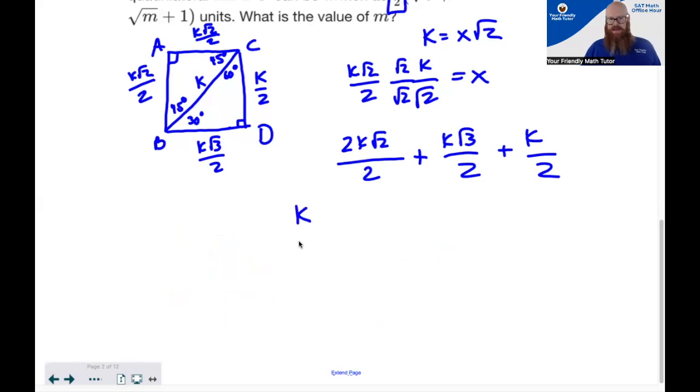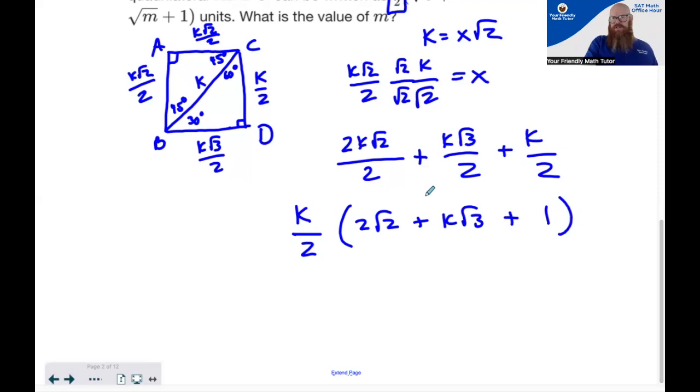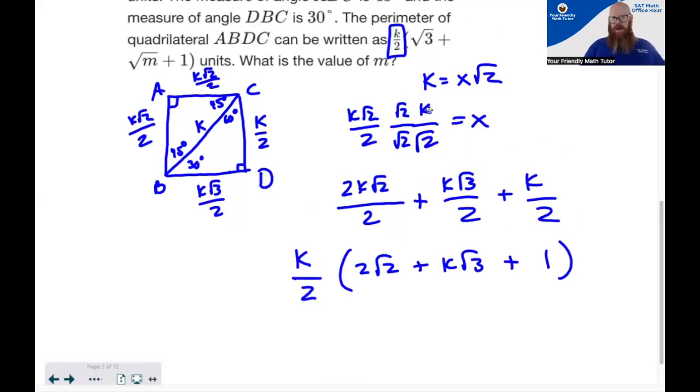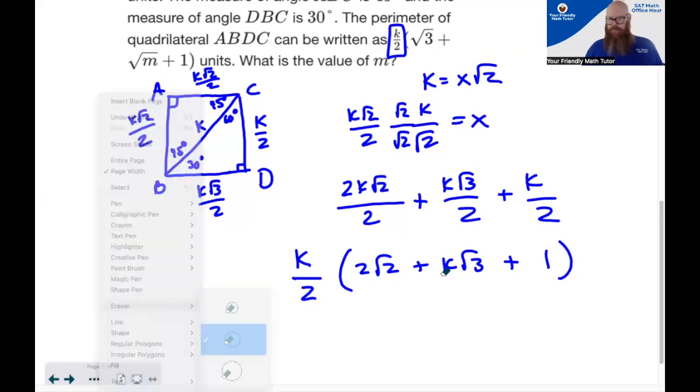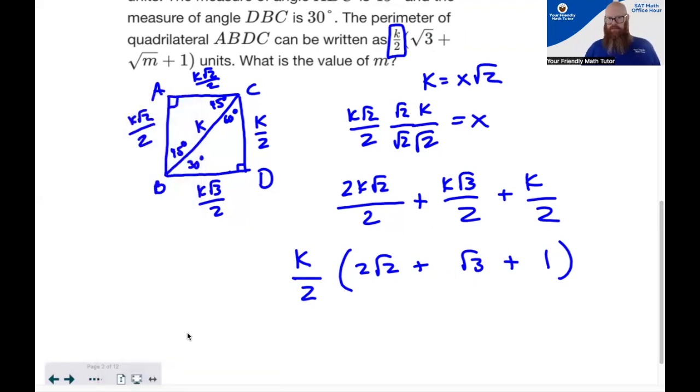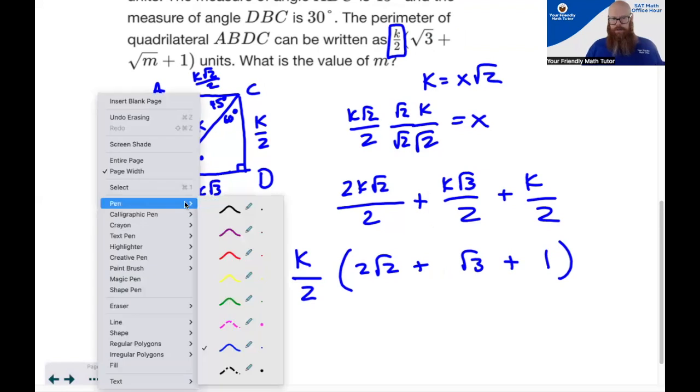So I take out a k over 2, and then I have 2 root 2 left. I have root 3 left, and then I have a 1. So let's match this up with what we have here. Oh, my bad. We don't have a k. What am I doing? This k is gone. I took the k out. We just have a root 3.